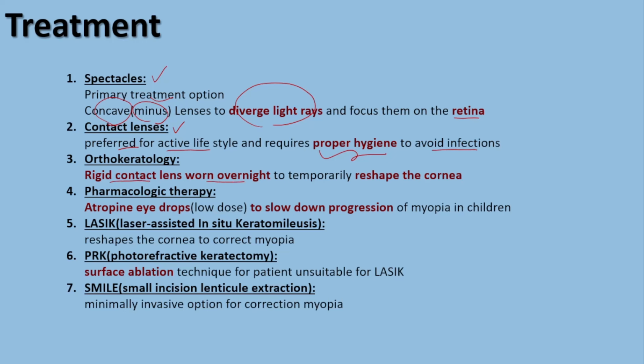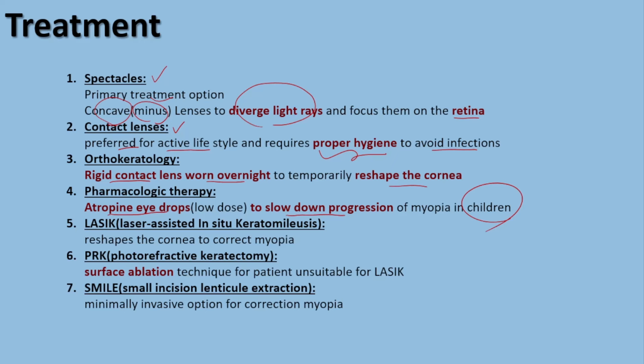Another option that we have is orthokeratology, and this is a rigid lens that is worn overnight, and it is temporarily reshaping the cornea. We have pharmacological therapy that is usually used for children, and in this case we are going to use atropine eye drops. We are going to use it in a low dose in order to slow down the progression of the elongation of the eyeball, and it is usually used in children in order to slow down the progression.